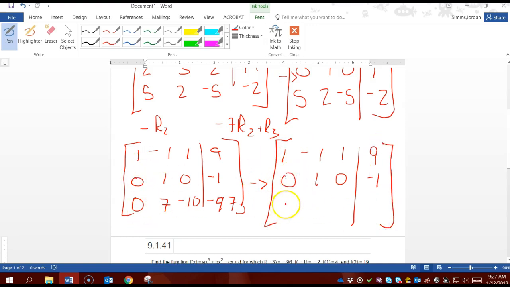Okay? We still have a 0 here. That doesn't matter. So now, negative 7 times 1 is negative 7. Added to 7 gives us our 0. Negative 7 times 0 added to 10 is still just negative 10. And then that's going to be 7 plus negative 47 gives us negative 40 right there.